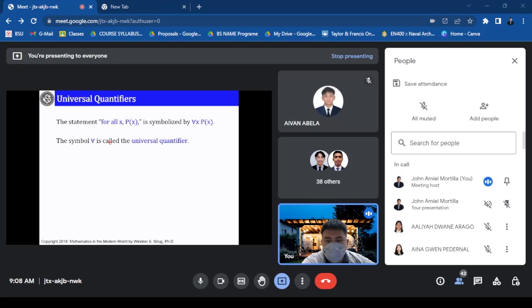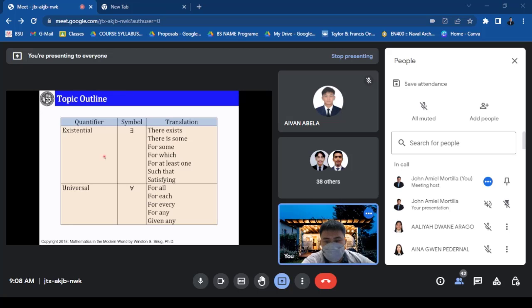So the statement for all is yung baliktad na A. So quantifier natin, dalawa. We have an existential quantifier and a universal quantifier. So please remember these symbols. The existential quantifier can also be translated as there exists, there is some, for some, for at least one, such that, satisfying. Itong baliktad na A, pwede siyang i-translate as for all, for each, for every, for any, given, any.